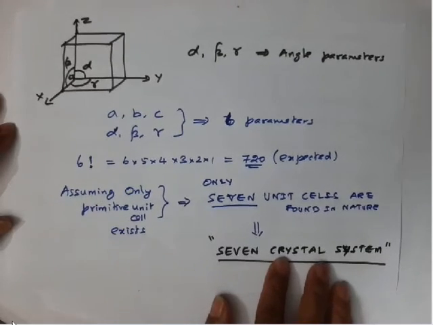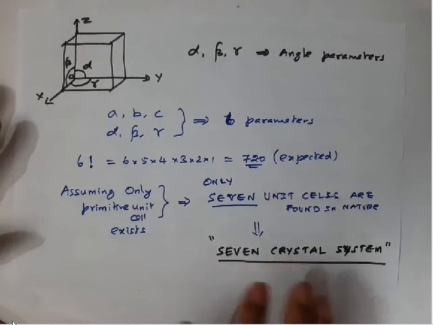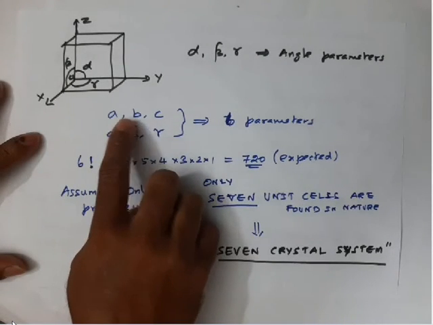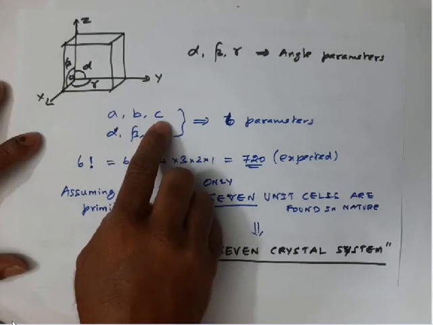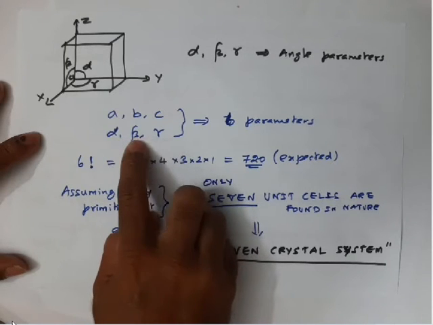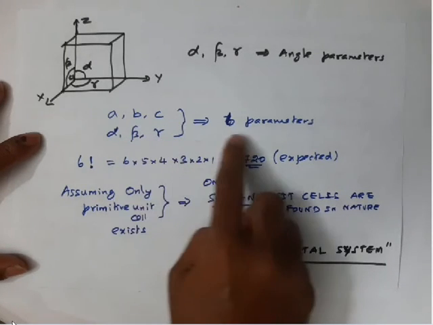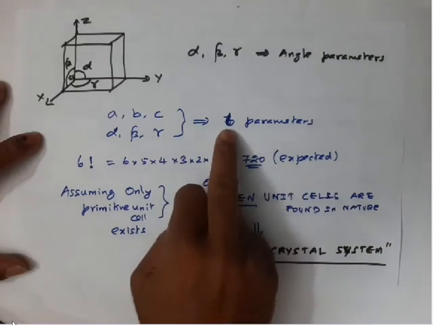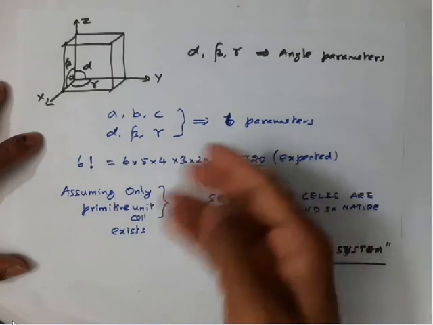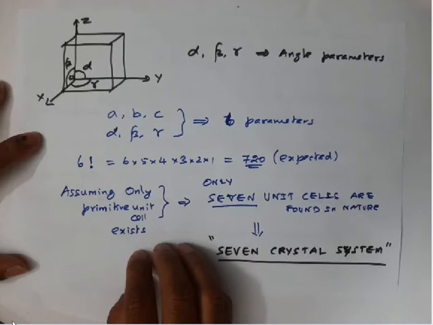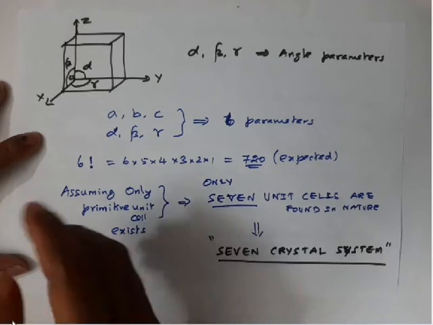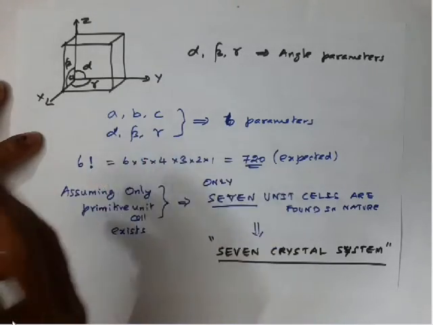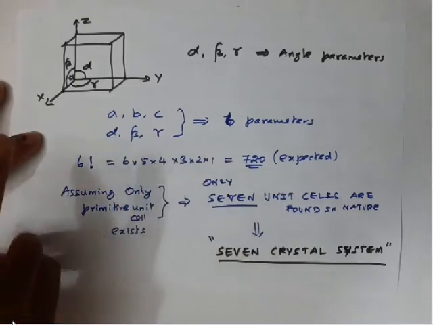So a unit cell, right, has 6 parameters, 3 length parameters A, B, C and 3 angle parameters alpha, beta, gamma. So altogether we have 6 parameters for a unit cell. If these 6 parameters vary independently, suppose A, B, C can be different, or they may be equal, or two equal, right?